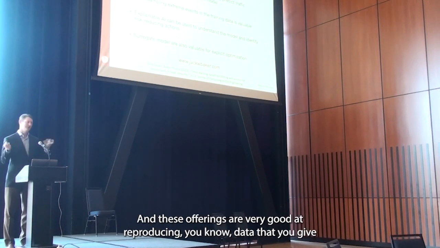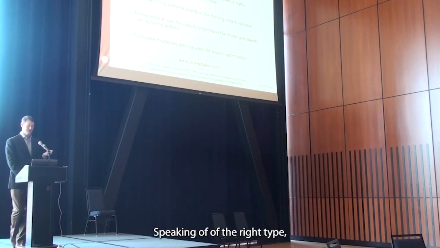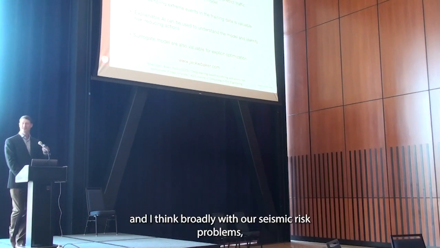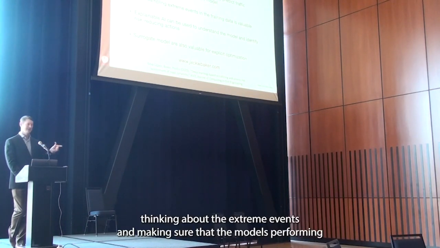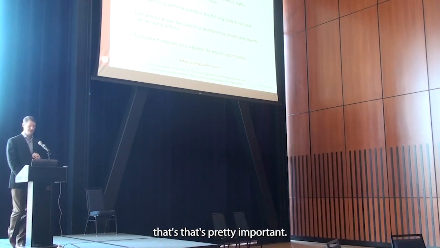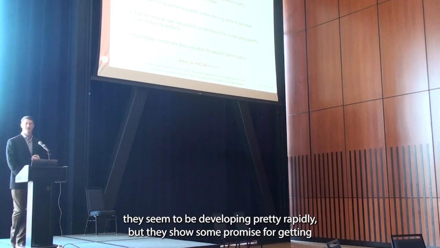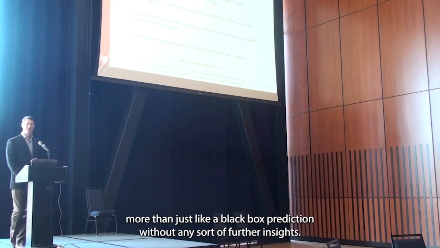And these algorithms are very good at reproducing data that you give them, if you give them enough data of the right type. Speaking of the right type, in this particular case, and broadly with our seismic risk problems, thinking about the extreme events and making sure that the model is performing under the conditions that are of most interest to us is pretty important, but that's addressable. These explainable AI algorithms seem to be developing pretty rapidly, and they show some promise for getting more than just a black box prediction without any further insights.